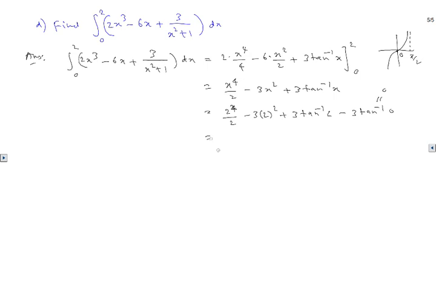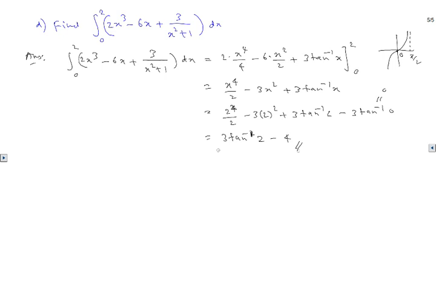So what you get now is 16 over 2, so 8, and then minus 12, so you get negative 4. So you get 3 tan inverse 2 minus 4. Okay, so that's the final answer: 3 tan inverse 2 minus 4.